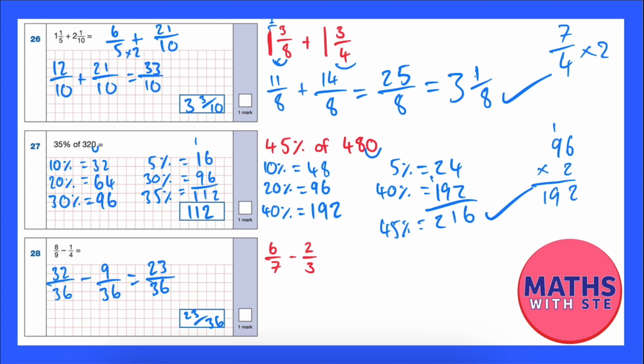Okay, final one. We're going to times this one by 3. We're going to times this one by 7. Let's go. So 3 times 6 is 18, and 3 times 7 is 21. Take away 2 times 7 is 14, and 3 times 7 is 21. Common denominator, fantastic. So we're going to go 18, take away 14 is 4, and that's out of 21. That can't be simplified any further, so that's the answer to that one. Okay, next slide, let's go.